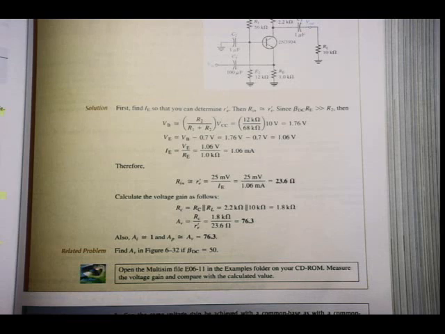Alright, then we know that the current gain for this type of amplifier is approximately 1. Thus, the power gain will be equal to the voltage gain that we've just calculated. All right, everybody happy?